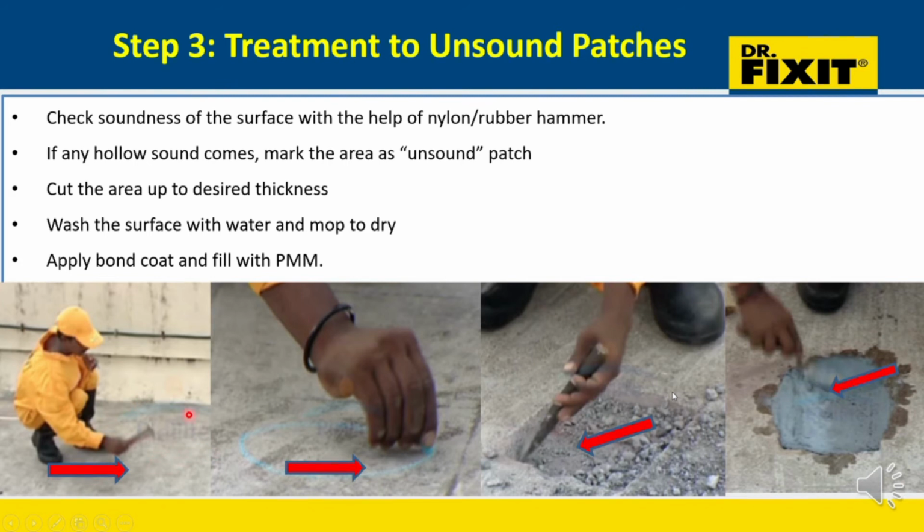When the results come, mark with chalk as shown in this image, and then with the help of a chisel and hammer, clean it properly and remove all the dust particles. Clean with water and make an SSD condition. Use a bond coat with URP, bond coat with URP 1:1, and then use PMM mortar with URP to repair this. So this is the way the unsound patches have to be repaired.